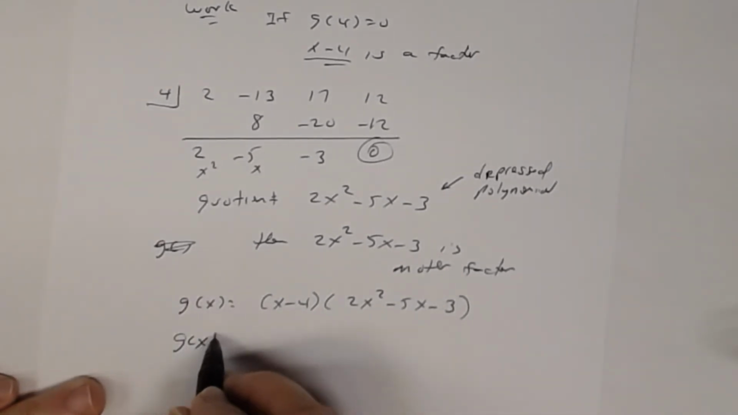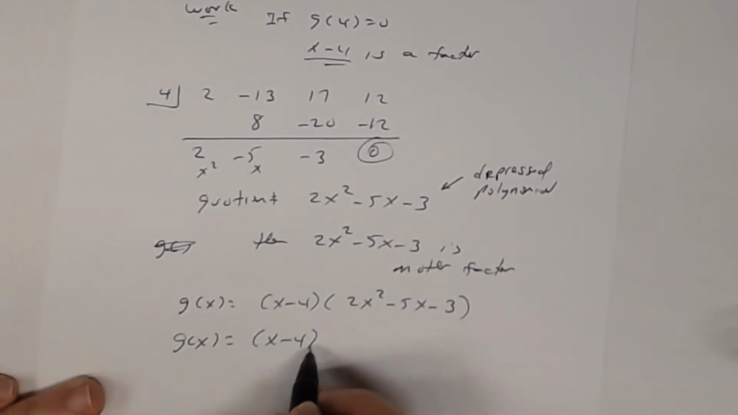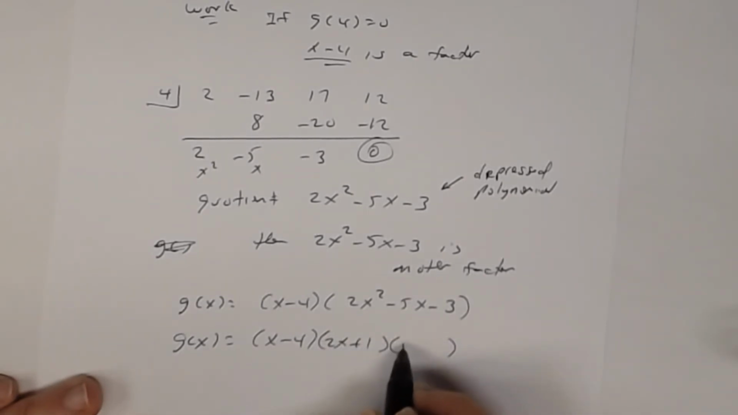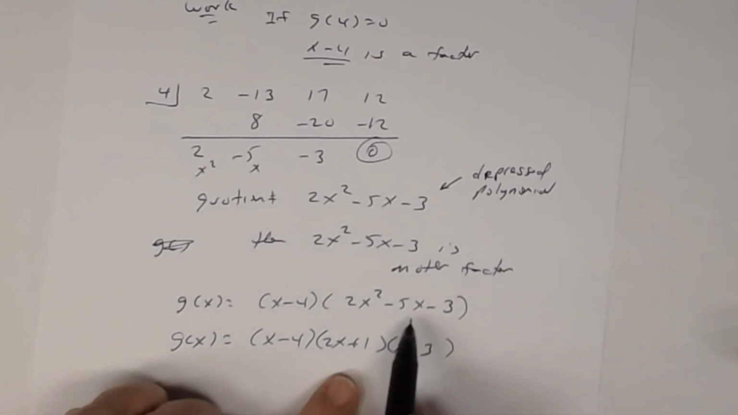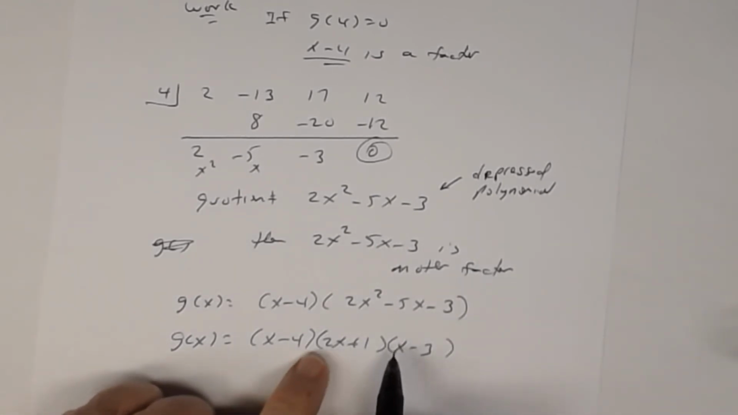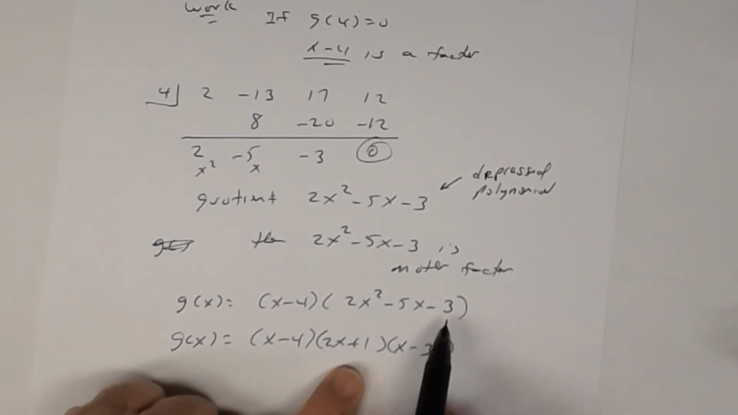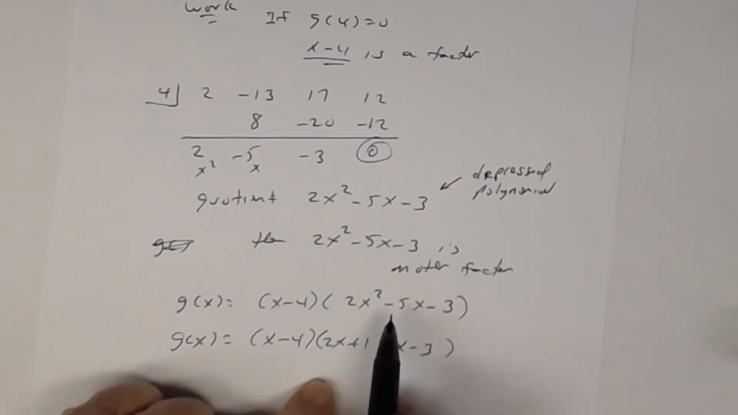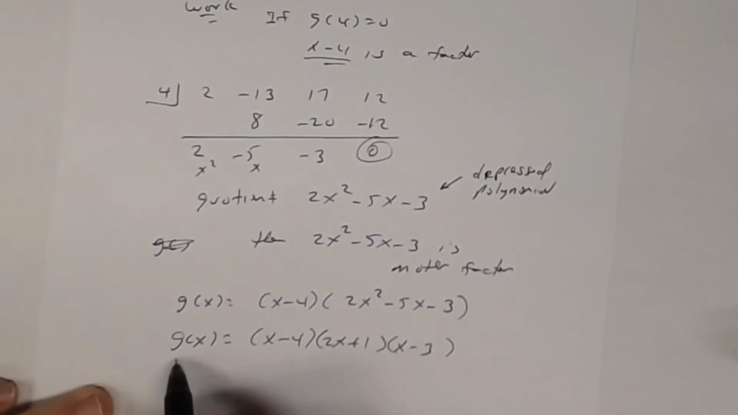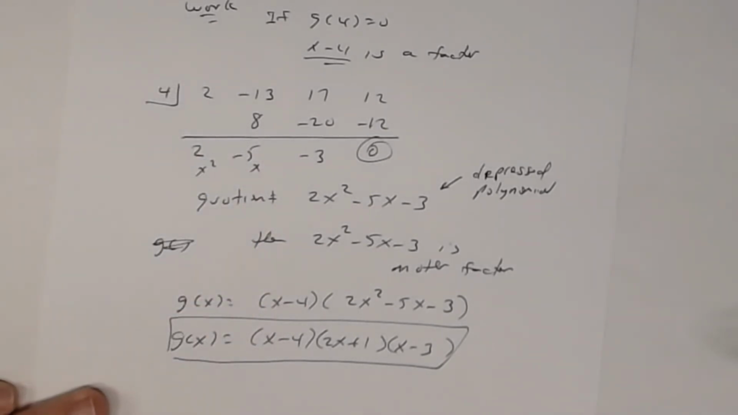So g of x is equal to x minus 4 times, and I can factor this as 2x plus 1 times x minus 3. You see this right here? 2x times x is 2x squared. A positive 1 times a negative 3 is a negative 3. The outer is a negative 6x. The inner is 1x, and you get negative 5x. So this is your answer, and this is your work. That's how you use the factor theorem and the remainder theorem.